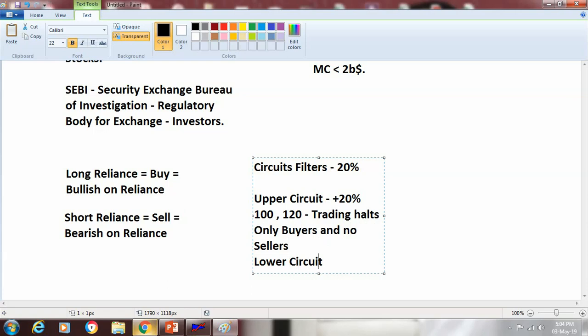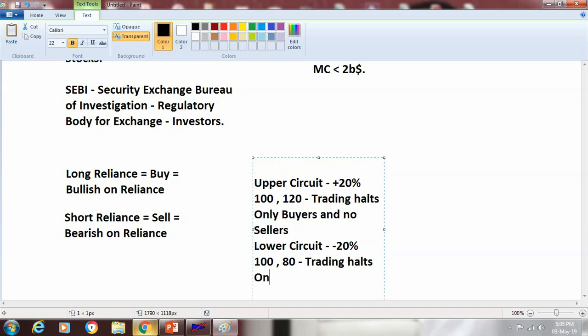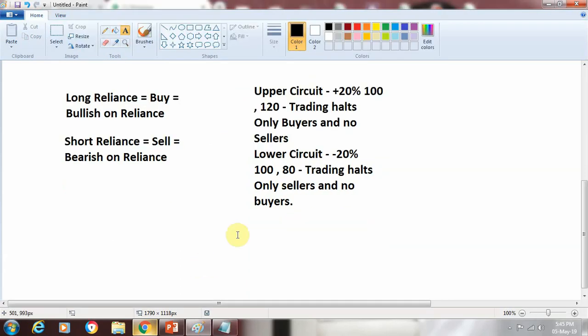okay. And lower circuit is again what we say as minus 20%. Okay, so say suppose again with the same example, it was 100 the previous day and today during the trading it went till 80. So then at 80 I am lower by 20% and the trading will halt. Again if it rises above 80, the trading can resume, but normally in a lower circuit we have only sellers and no buyers.